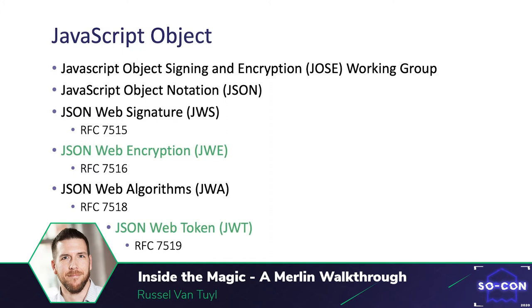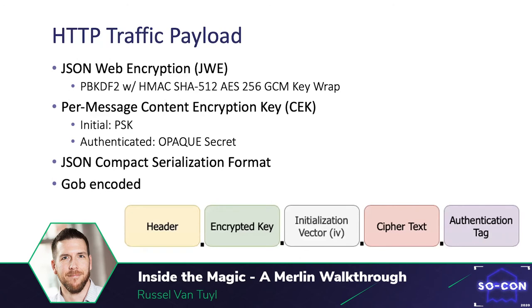Today, we're just going to talk about JSON web encryption and JSON web tokens. The traffic going back and forth between a Merlin agent and the Merlin server is encrypted using that derived secret that we talked about during opaque authentication. That secret is used to encrypt data into a structure known as a JSON web encryption format. Merlin uses PBKDF2 with HMAC SHA-512 and AES-256 GCM key wrap. I know that's a lot of stuff to talk about. In a second, we'll try and talk about the individual pieces.